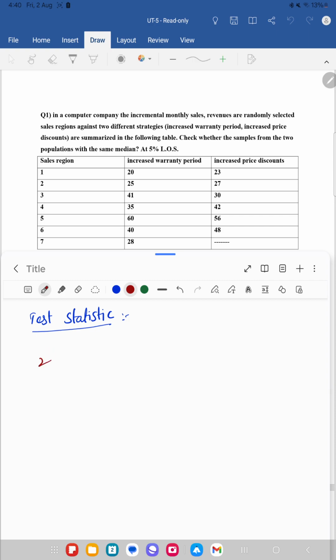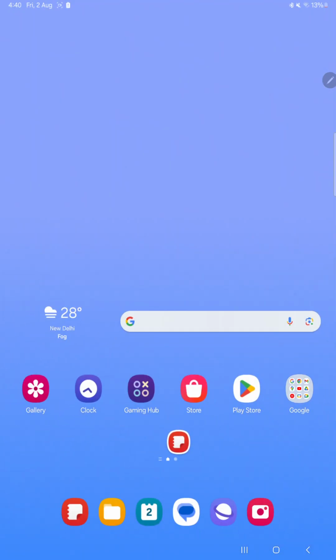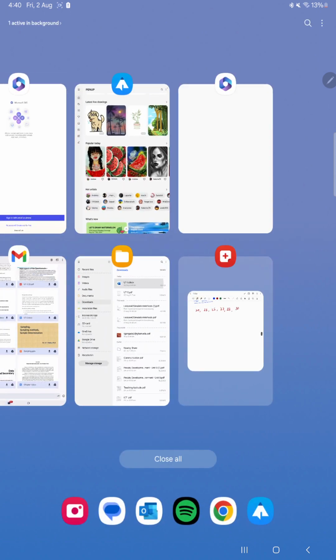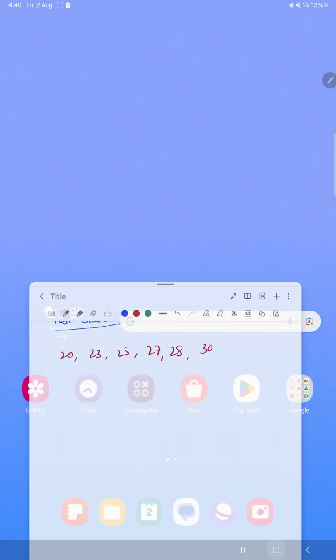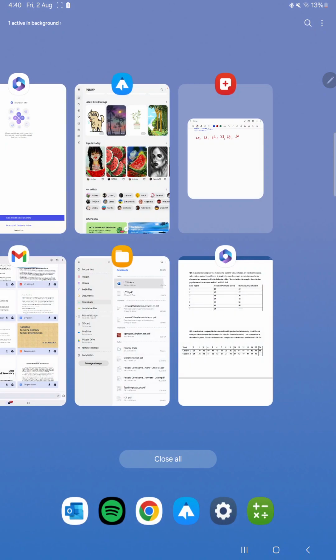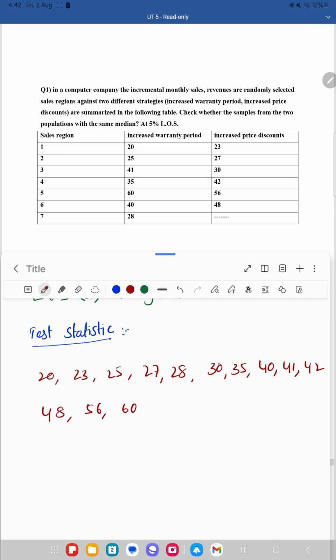So the list is 20, next is 23, next is 25, next is 27, 28, 30. So this is the ascending order of all these observations.